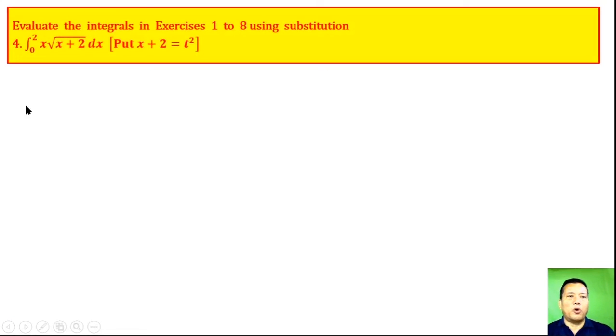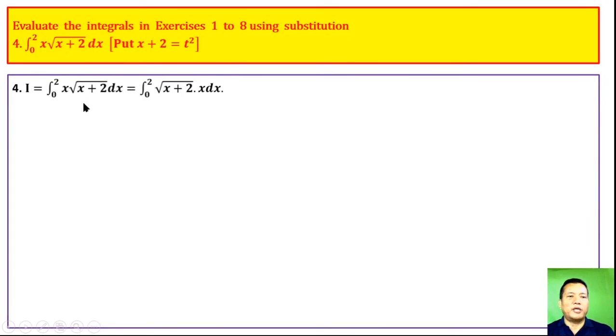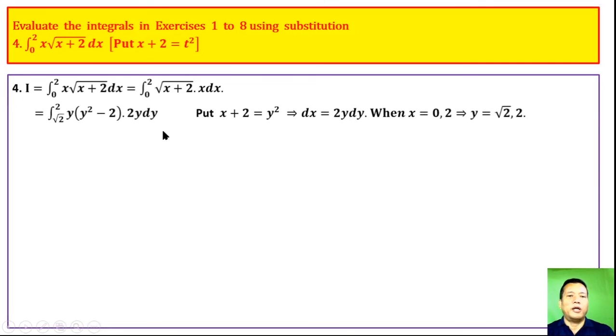For question number 4, let I equal this, which is written as this. Rewrite and put x plus 2 equal to y square, from which we get dx equal to twice y dy. When x is 0 and 2, y becomes root 2 and 2 respectively. Therefore, the given definite integral becomes this.